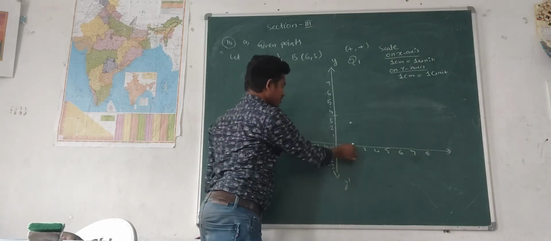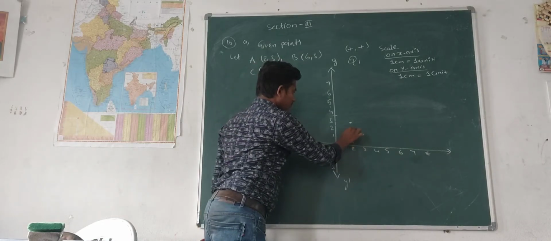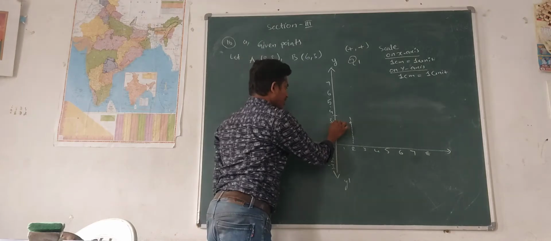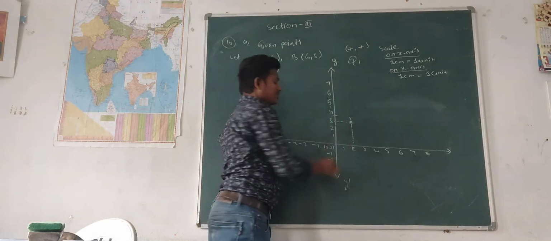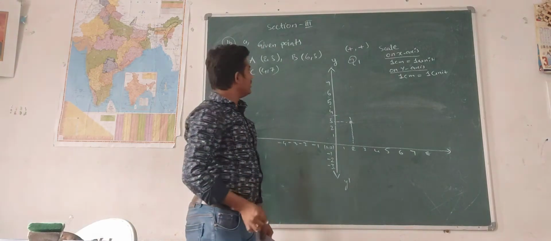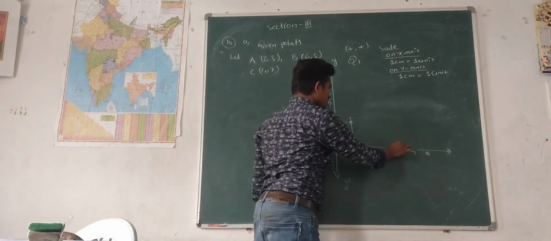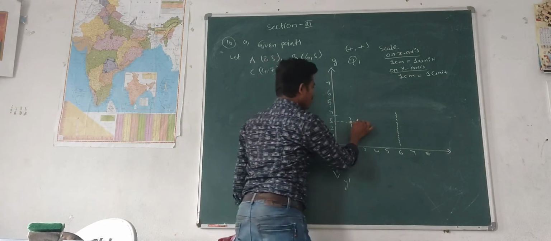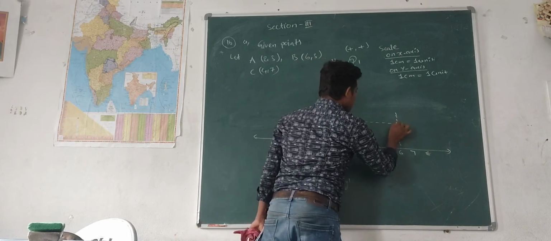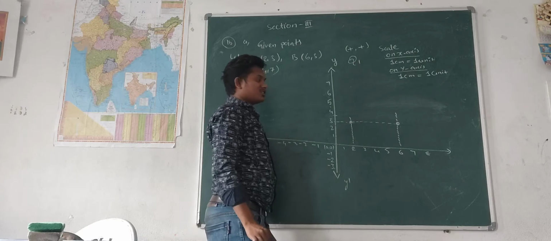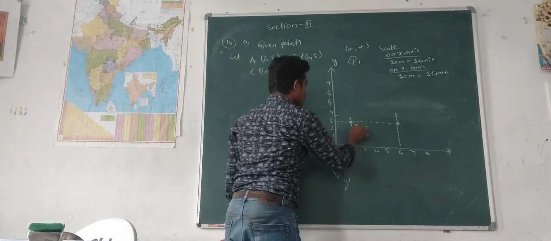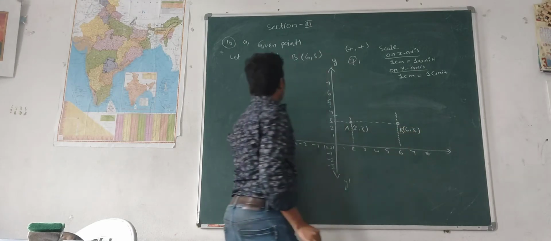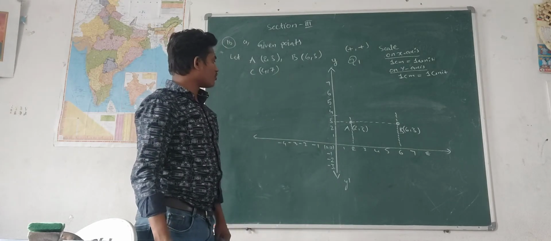How do we plot a point? For the first one, draw a line parallel to the y-axis at 2, and at 3 draw a line parallel to the x-axis. Where these lines intersect, that point is 2 comma 3. Next point is 6 comma 3: at 6 draw a line parallel to the y-axis, and at 3 draw a line parallel to the x-axis. Where they intersect, that point is 6 comma 3. This point is A, 2 comma 3, this one is B, 6 comma 3, and the last point C will be 4 comma 7.